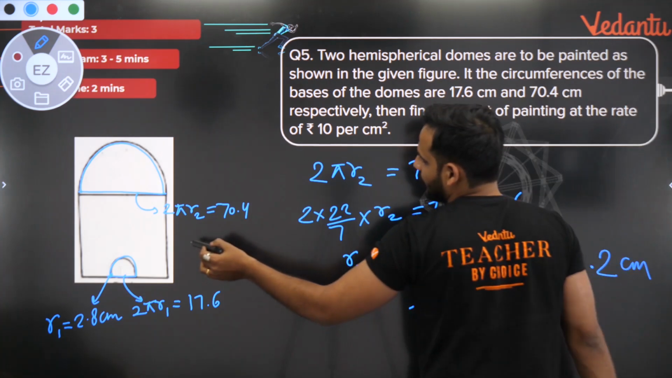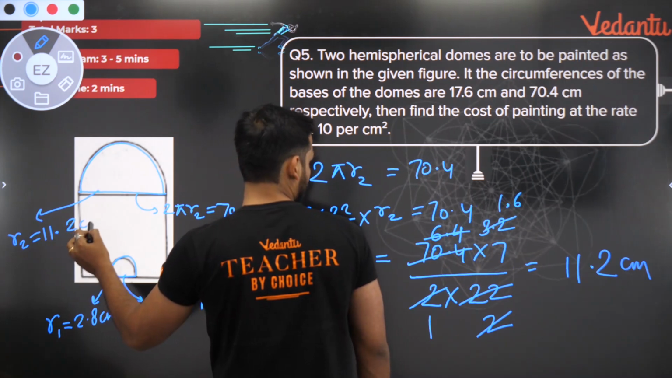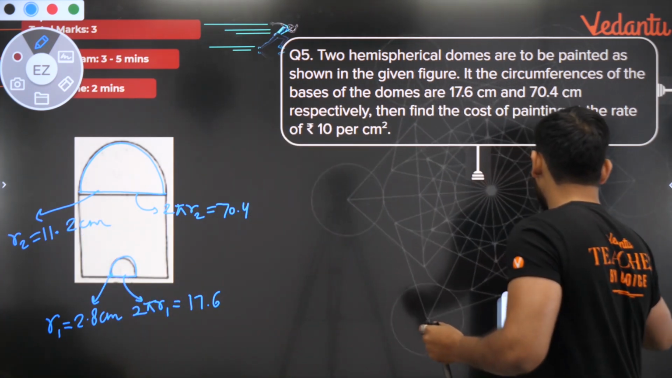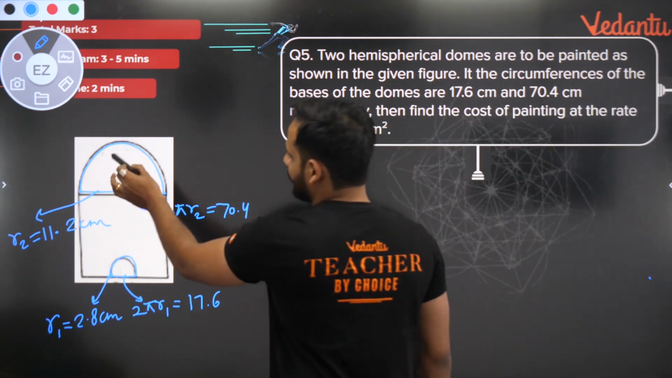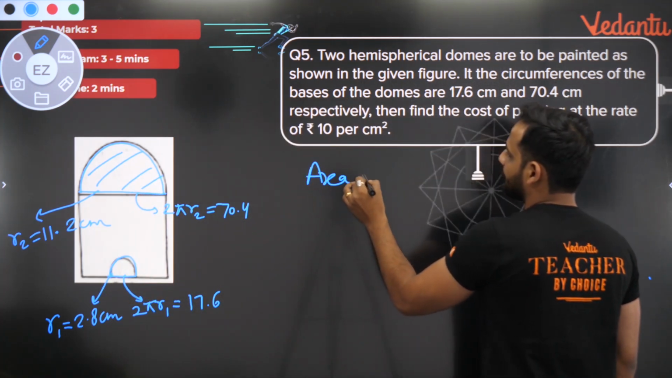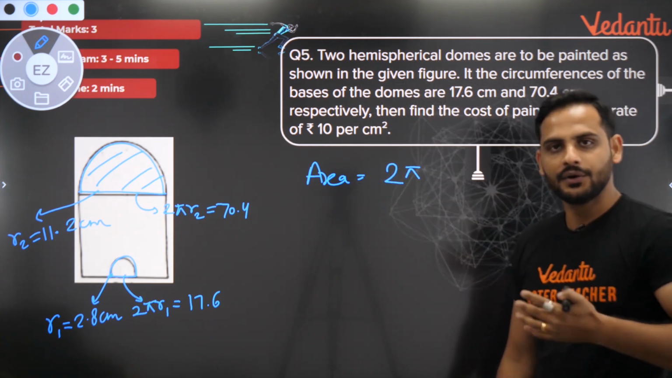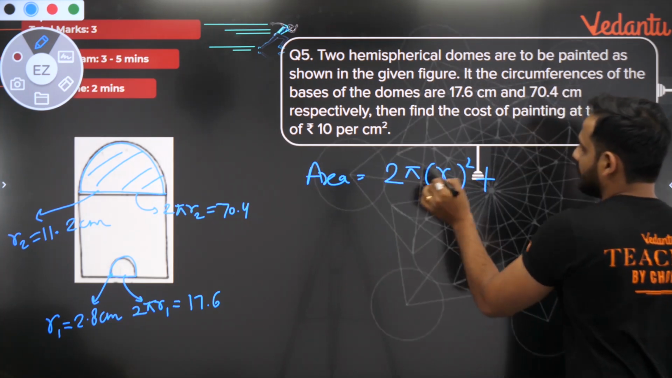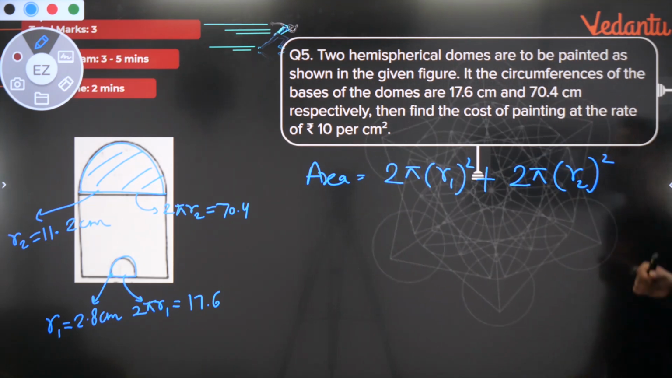So the radius of this part is equal to 11.2 centimeter. Now we have got the radius. Now we want to find out the area which has to be painted. So area which has to be painted will be what? By the curved surface area of this dome. So I can say area to be painted will be equal to 2π. What is the curved surface area of a hemisphere? 2πr². So 2π into r1² plus the area of the larger dome, 2π into r2². We'll calculate this value.